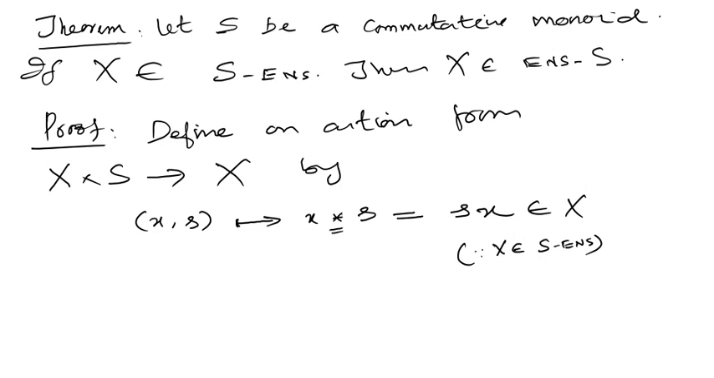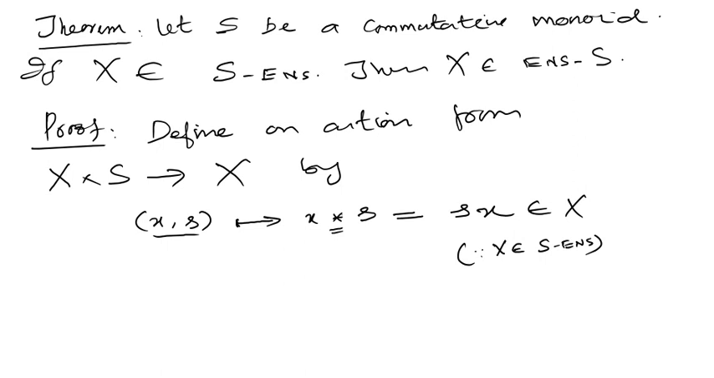So I will define X star S as Sx. Or directly, I say its image I will take as Sx. So I will show that with respect to this action, this X is a right S system.